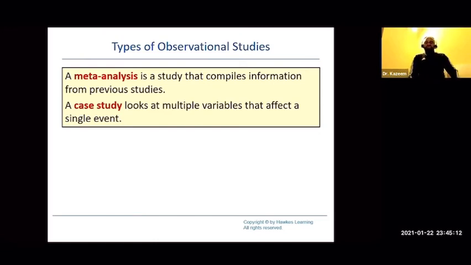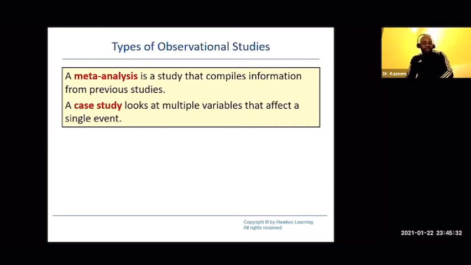Okay, the next thing is case study. What do you mean by case study? Of course, a case study looks at multiple variables that affect a single event. There's something we call multiple linear regression in statistics, where you want to look at the effect of more than one variable on another one.